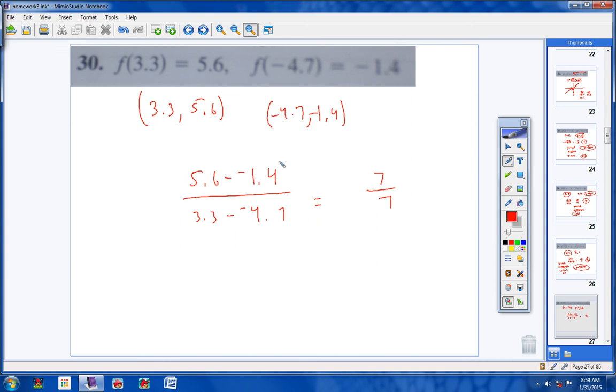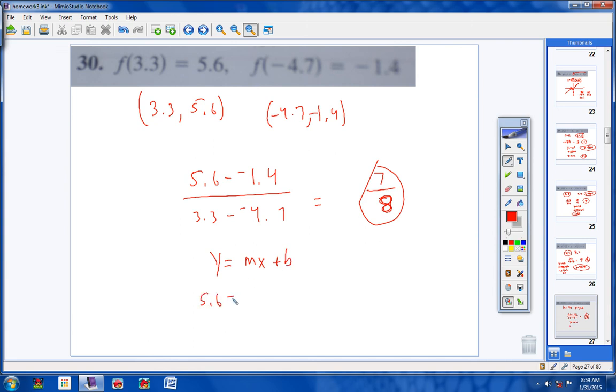So I'm getting a 1 for my slope. I think, nope, I'm making a mistake somewhere. Let me see if I can find my mistake real quick. I think you get an 8 down here. Yes, you get an 8. So I'm trying to go a little too fast here. So there's your slope. Now, y equals mx plus b.